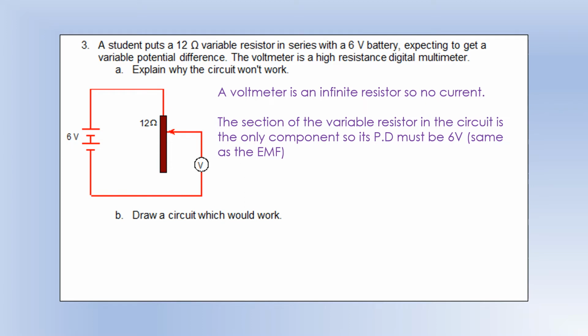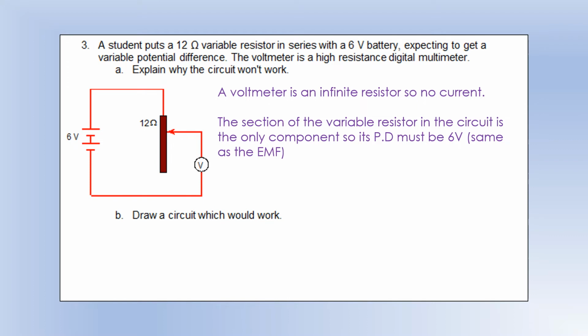So that's pretty useless for a start. And also the section with the variable resistor, because it's on its own, its potential difference has to be 6 volts, because it's the only component in the circuit, so its potential difference has to be 6 volts if we're ignoring the fact that there's no current or anything else. So they're kind of the 2 possible reasons we could come up with here.